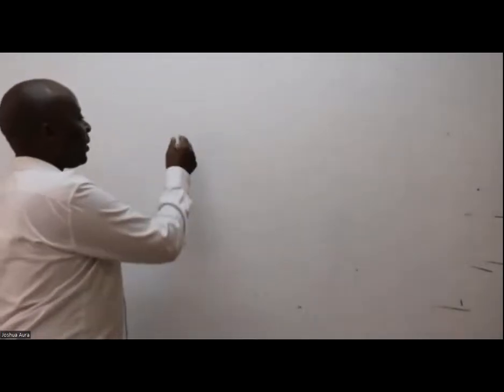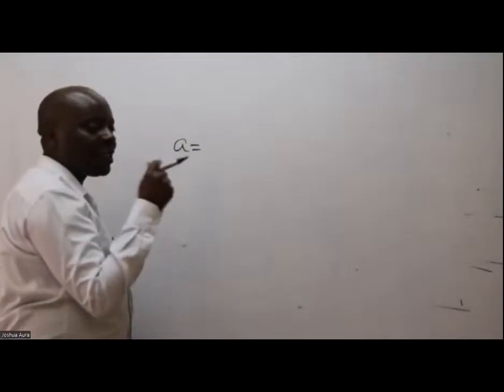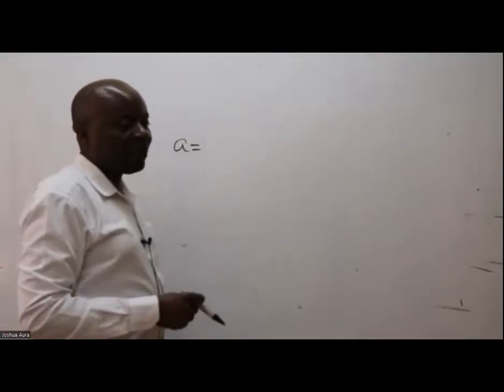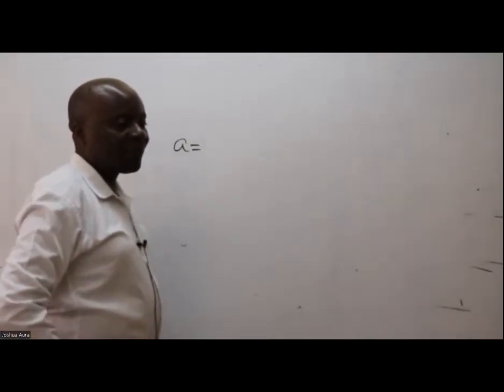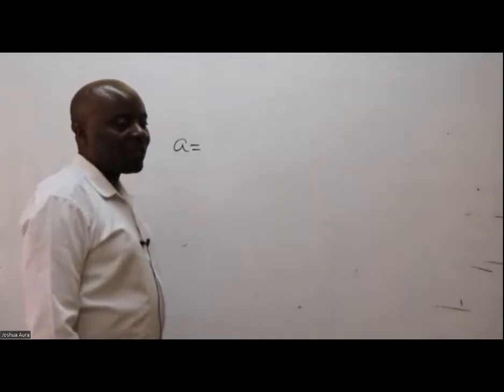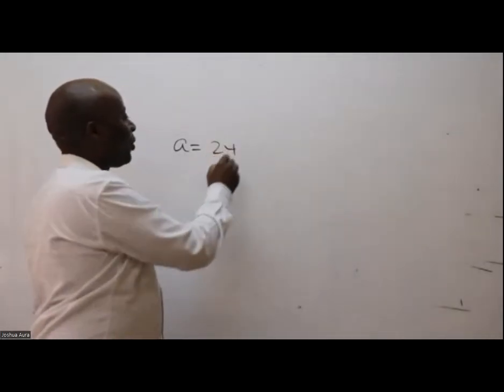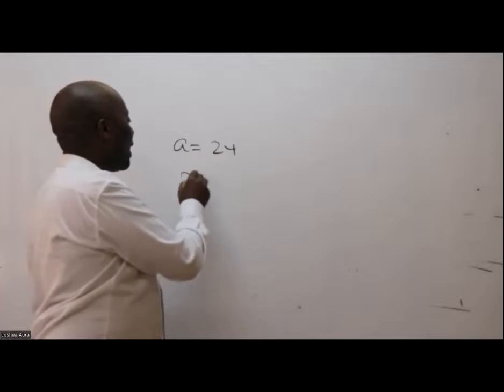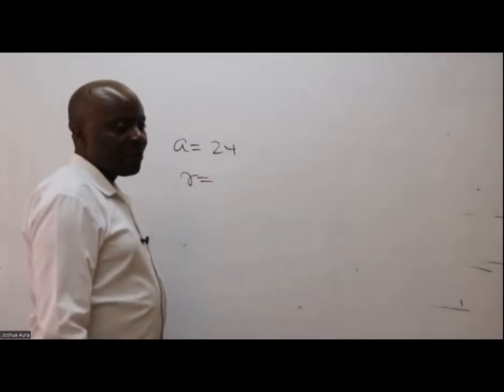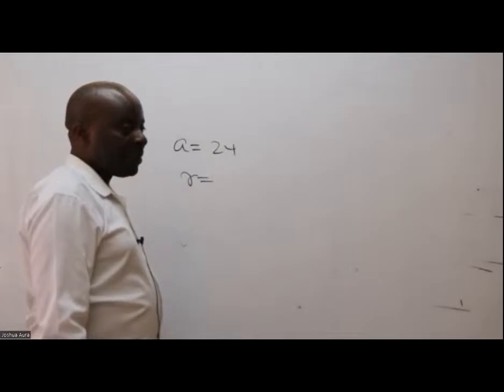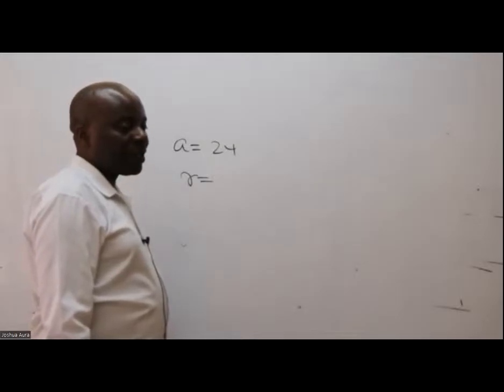Let's see. So you said A, the time taken to make the first kitchen is how much? The time taken to make the first kitchen, you said 24. Thank you very much. Now, you have given us R. You said R is 90%. R is how much? The learning rate.